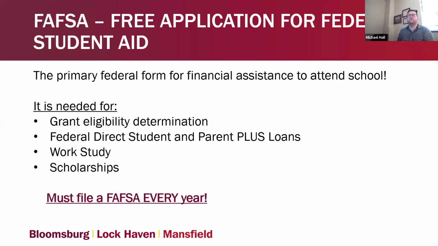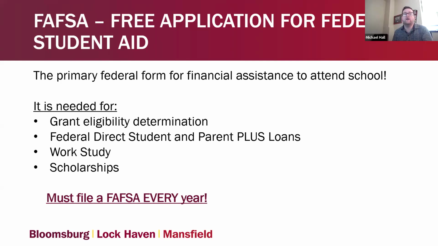And we're going to start with what is the Free Application for Federal Student Aid. We know it by the acronym of FAFSA. It's the primary federal form for financial assistance to attend school. It's needed to determine your grant eligibility, federal direct student and Parent PLUS loan consideration, as well as work study and in some cases scholarships. Here's the most important thing. Students must file a FAFSA every year.